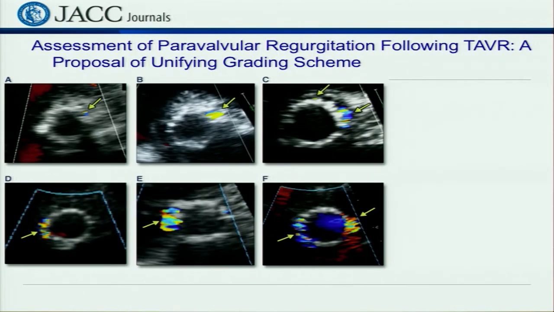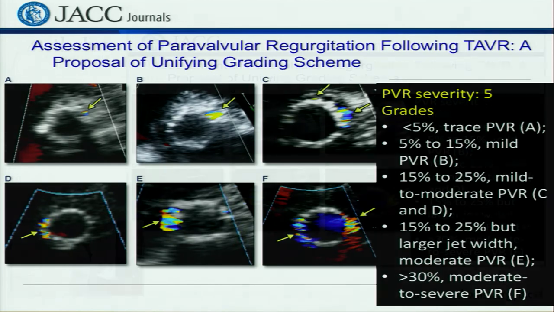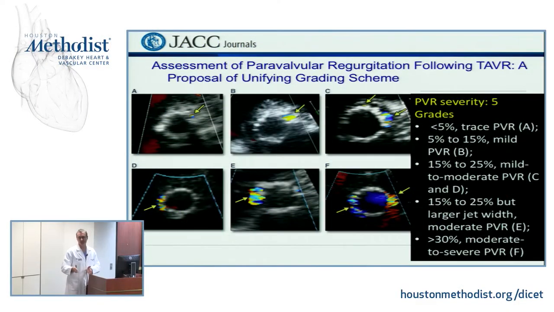All right, so this is one grading scheme. I think it's crazy, because they parse the PVL into five different grades, from trace using this clock face all the way around to finally greater than 30% being moderate to severe. The reality is clinically the only number that matters is: is it moderate or less? Because anything over moderate these days, we're going to treat. Because we know that if we say it's moderate and we believe it's moderate, we're going to either put another valve in or we're going to reballoon it or we're going to do something about it. So it's almost a binary discussion.